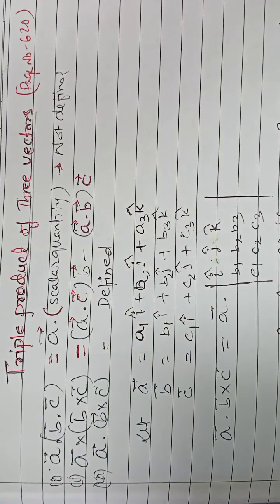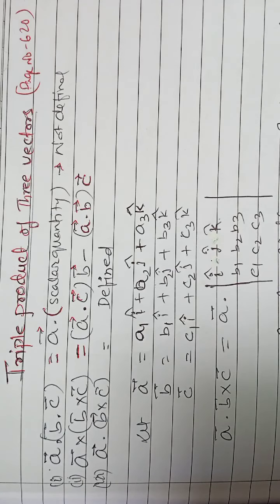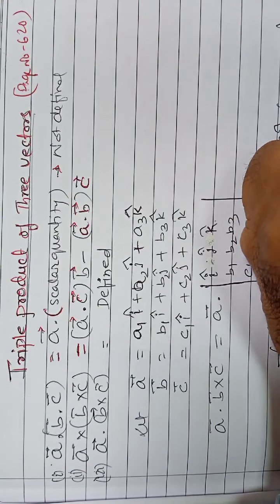Good morning, students. Now we'll start the triple product of three vectors, which is given at the end of the book, second part, the additional chapter. So, triple product of three vectors. Triple means three vectors only. Page number 620. Triple product means A, B, C are the three vectors.